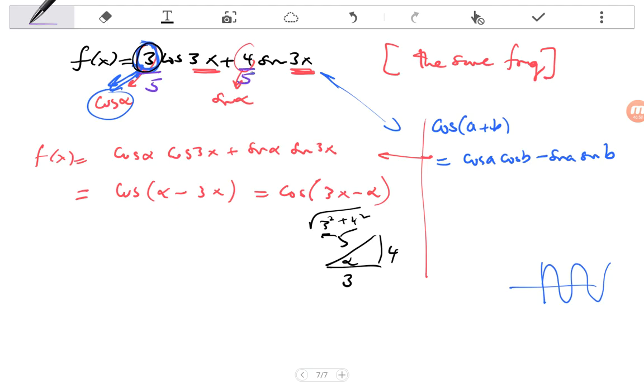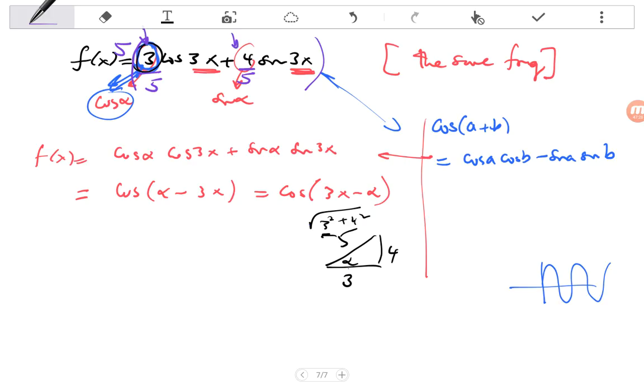But you have changed the problem. So for not changing the problem, you just multiply all the expression by 5. So I've just multiplied by 5 and divided by 5. What is that 5? It is just the square root of these two values, 3 squared and 4 squared.